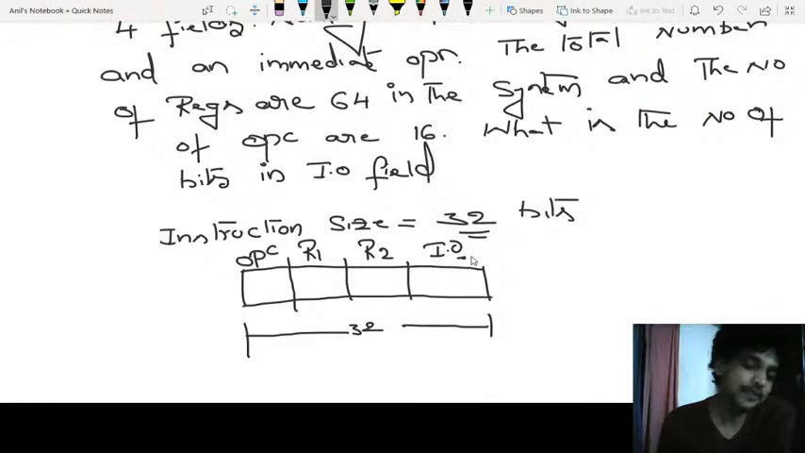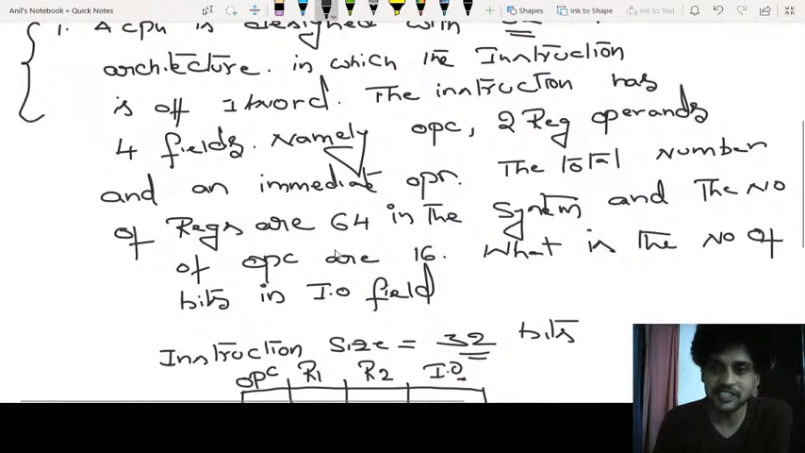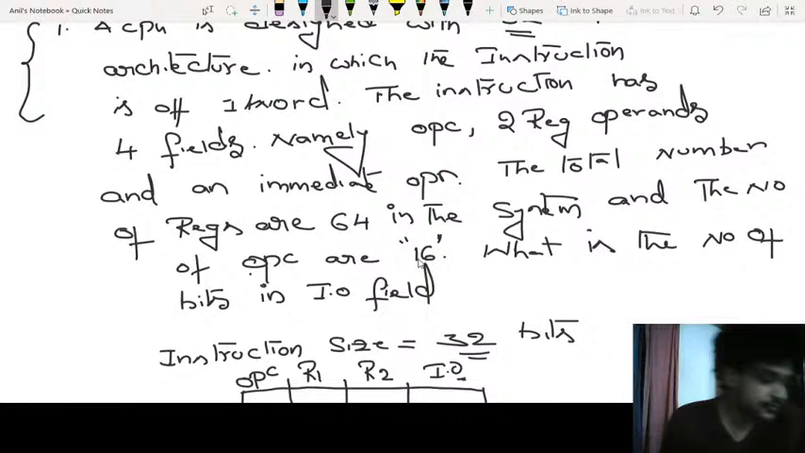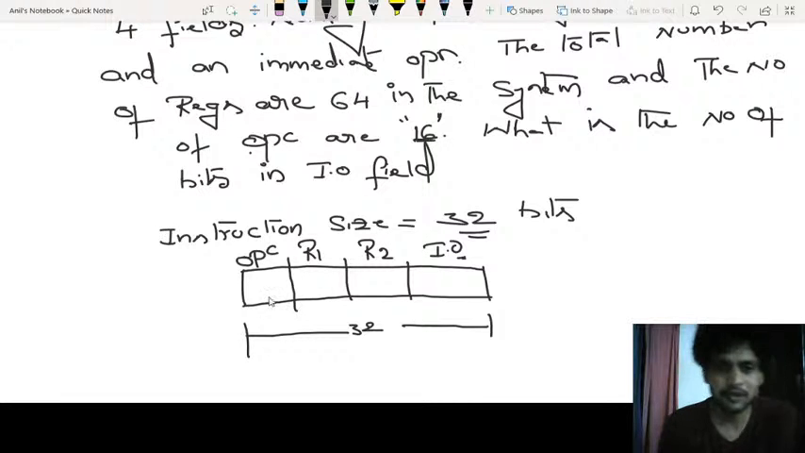For that, we need to find out how many bits are allotted to the opcode, register 1 and register 2. In order to find the number of bits for the opcode, just find out how many opcodes there are. Here in the question it is given that there are a total of 16 opcodes. If the opcodes are equal to 16, 4 bits will be for the opcode, because 2 power 4 is equal to 16. As the opcodes are equal to 16, we require 4 bits to represent any of the opcodes.